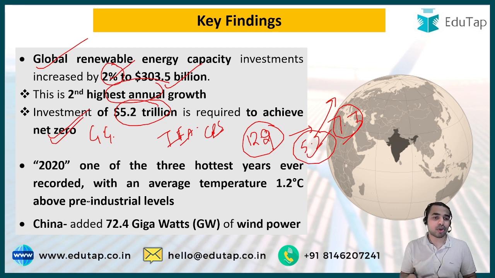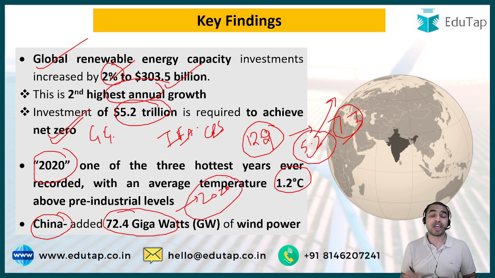This report also says that the year 2020 was one of the 3 hottest years ever recorded, with an average temperature of 1.2 degrees Celsius above pre-industrial levels. It also says that China has made a huge stride in wind power generation, as it added 72.4 gigawatt of wind power in 2020. That was a huge leap in wind power generation, and this shows that China is very much committed towards net zero emission.